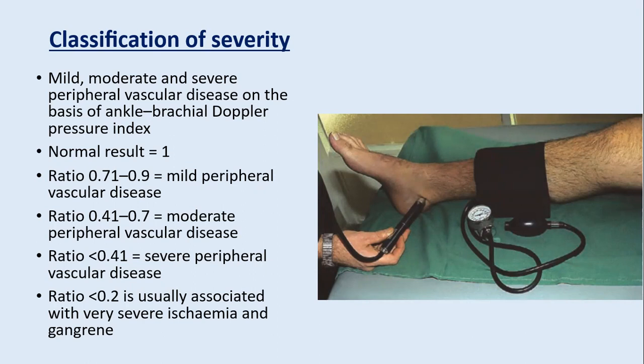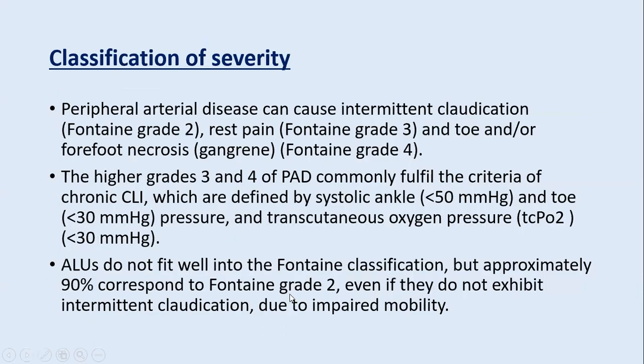if the ratio is 1, that is both pressures are equal, then it is normal. If the ratio is 0.71 to 0.9, it is the mild peripheral vascular disease. If the pressure is between 0.41 to 0.7 then it is moderate peripheral vascular disease. If the ratio is less than 0.41, it is severe vascular disease. And if the ratio is 0.2, then it is a very severe limb ischemia which is leading to gangrene.